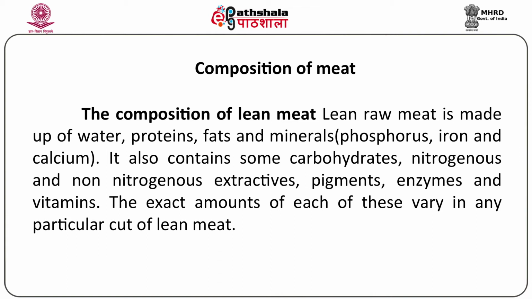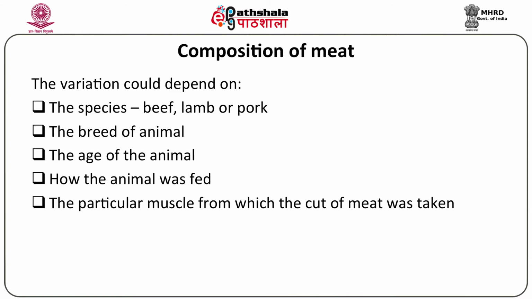It also contains some carbohydrates, nitrogenous and non-nitrogenous extractives, pigments, enzymes and vitamins. The exact amounts of these components may vary in different cuts of meat, and these variations depend on the species of the animal, be it beef, lamb or pork, the breed of the animal, the age of the animal, and also the diet of the animal, how the animal was fed, and the particular muscle from which the cut of meat was taken.